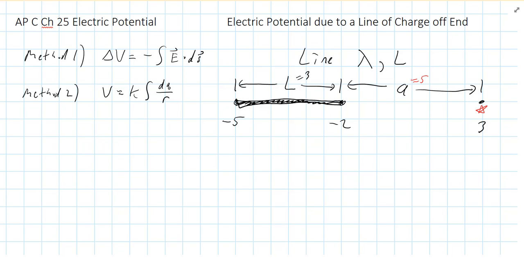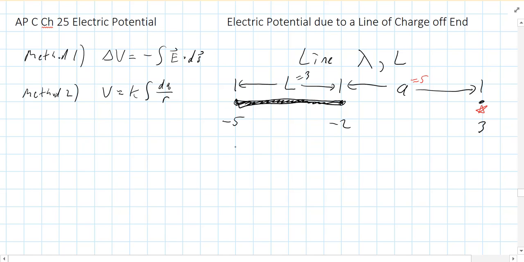So the first thing we've got to figure out is, first of all, if you need a moment to copy this diagram and such, I would pause the video now and do that. All right. So the first thing to do is figure out which method to use, method 1 or method 2, to figure out the voltage at our spot there, okay?